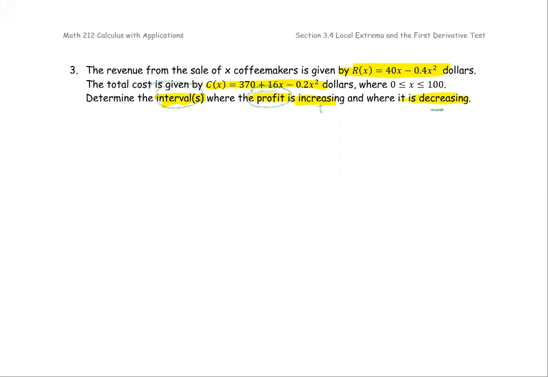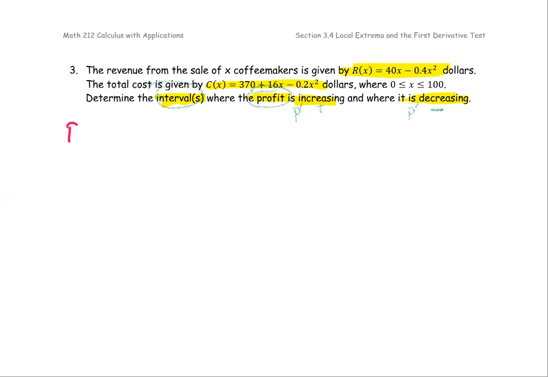Increasing means the derivative is positive. Decreasing means the derivative is negative. So we're going to work on the profit function by using the revenue and the cost functions provided. The overall goal is to determine the intervals of the profit.